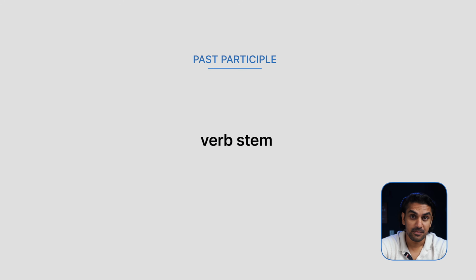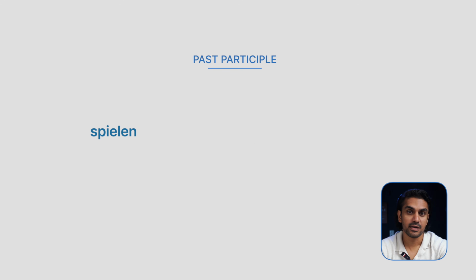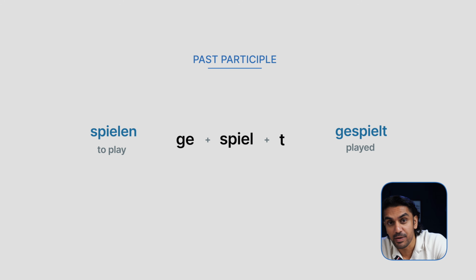How do you form those past participles? For most regular verbs, it follows a super easy pattern. Take the verb stem, add ge at the beginning and t at the end. So basically ge plus stem plus t. Consider the word spielen, or to play. The stem is spiel and it becomes gespielt.